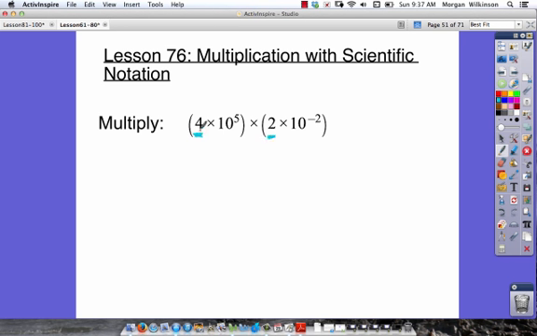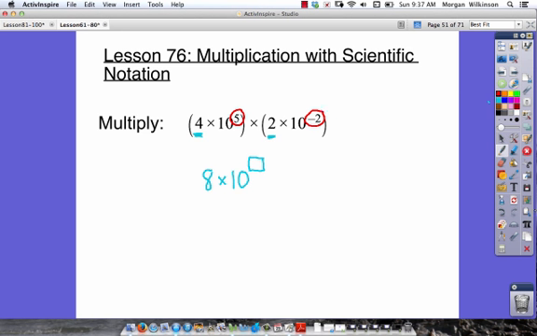So in this problem we have 4 times 2. Well, 4 times 2, that's just 8. So in our answer, we're going to have 8 times 10 to some power. Now in order to figure out our power, well, we've got 10 to the 5th power, and we've got 10 to the negative 2nd power.